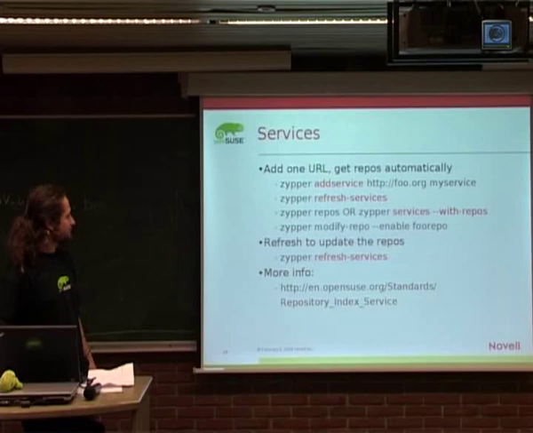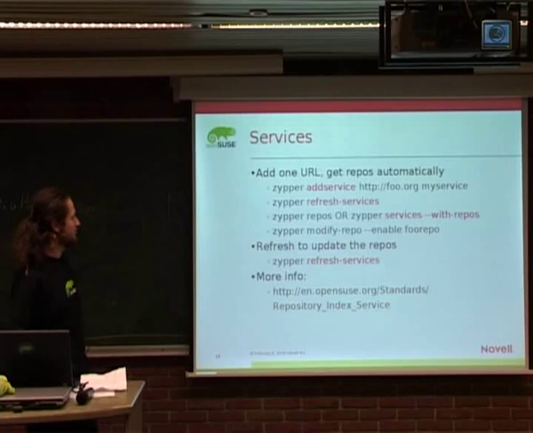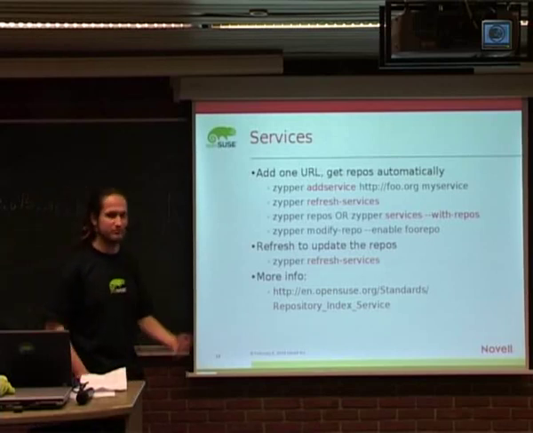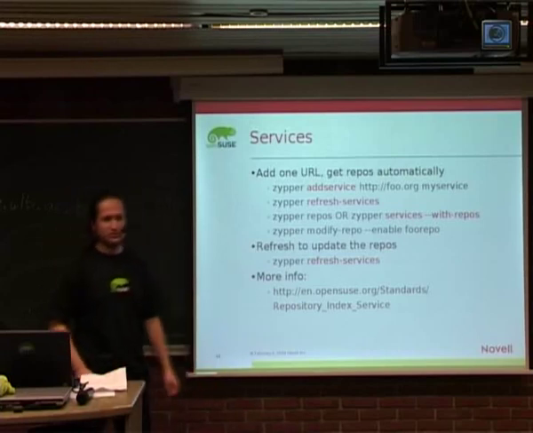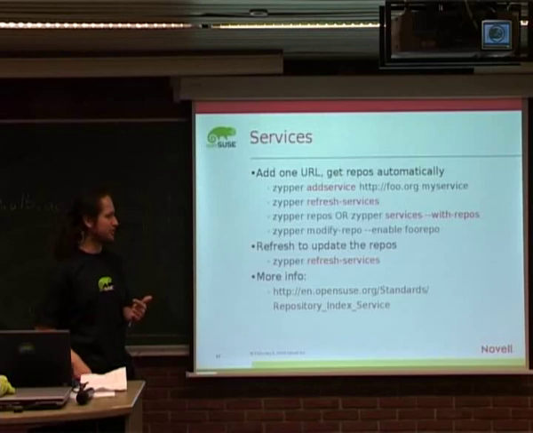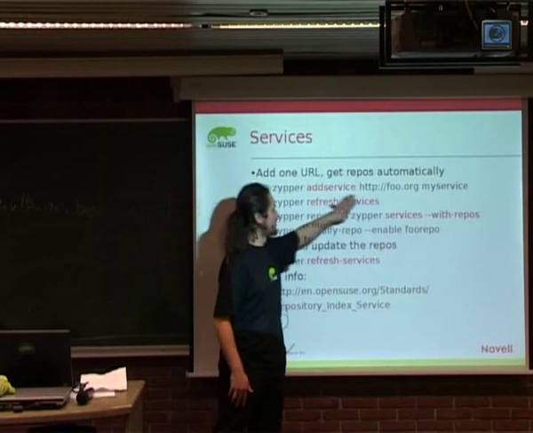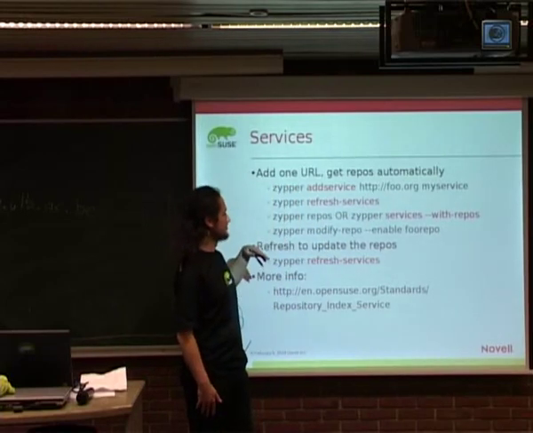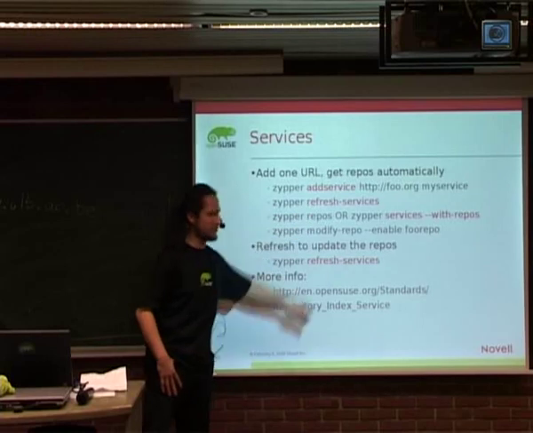Now for the services, this is actually a new thing, and it is not used widely yet. But I just want to tell you what it is all about, so that you can probably pick it up and provide services. The idea is to provide a list of repositories relevant for your architecture, for your target system, under one URL. You add this URL as a service, and you get a list of services as a response, which Zypper uses to add or remove repositories.